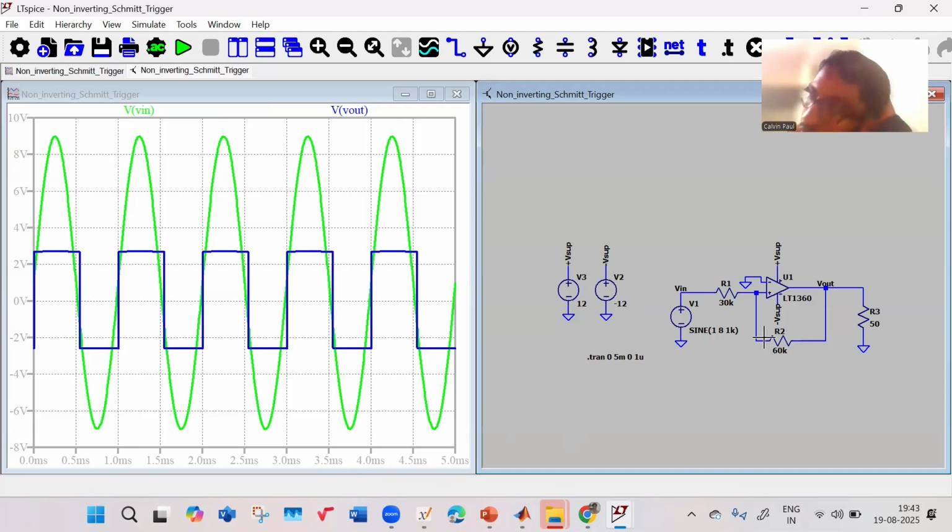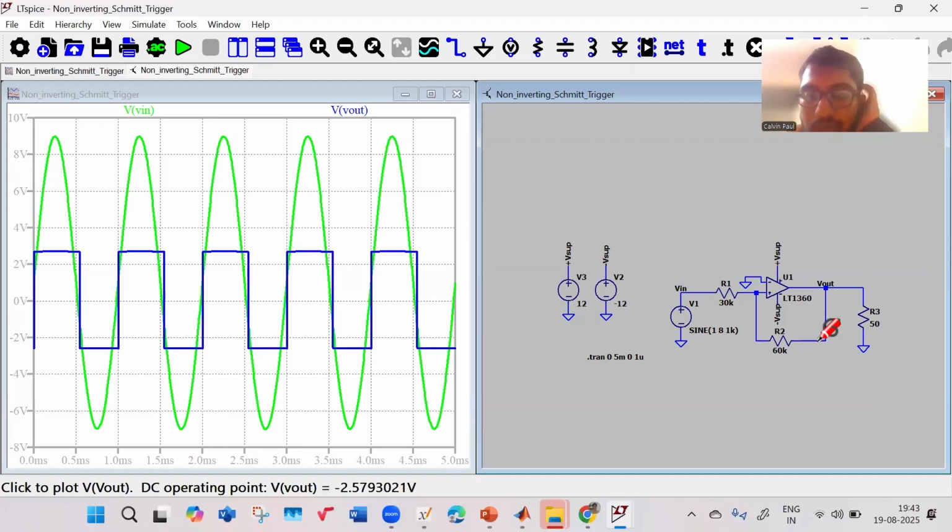In the non-inverting case, the formula is something like 1 plus R1 by R2. For the inverting case, it is just minus R2 by R1. But in the non-inverting case, it becomes a little bit complicated: 1 plus R1 by R2, something is there. But it's like the same thing.